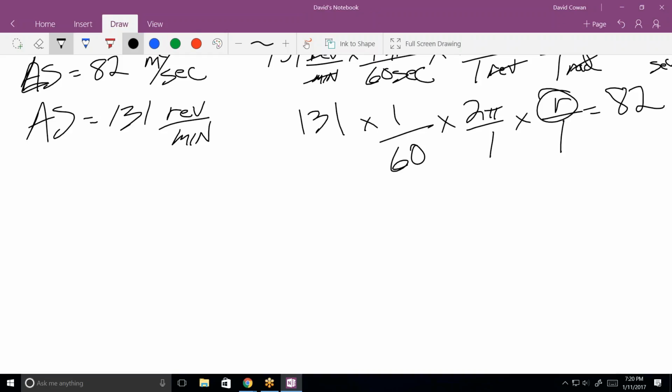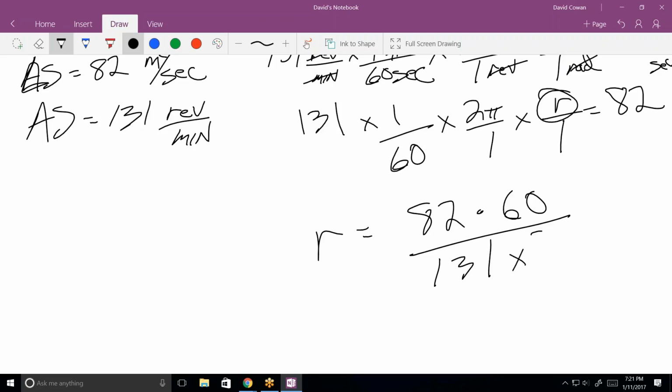Do you have any questions as to how to solve that? Don't we just multiply everything by 60 first, and then divide everything by 131 and 2 pi? So r is going to be 82 times 60 divided by 131 times 2 pi. And that's the radius of the wheel.